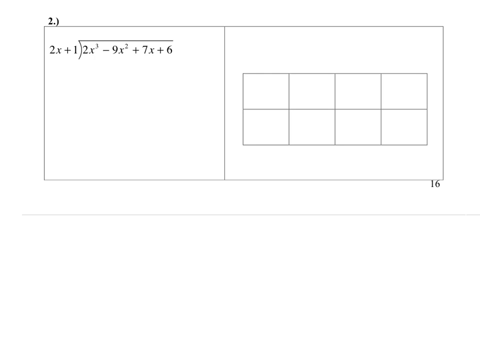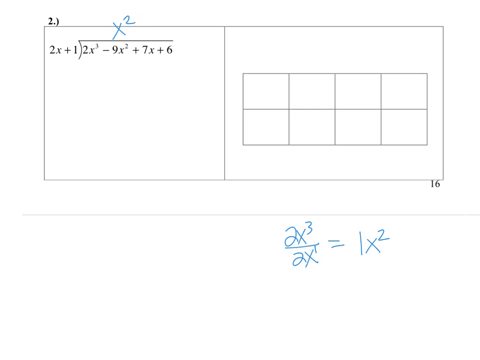Okay, so again, you're going to start by focusing in on your first terms, and you're going to think to yourself, okay, 2x cubed divided by 2x. So what would that give me? Well, 2 divided by 2 is 1, and x cubed divided by x leaves you with x squared. So 1x squared, or just x squared. And again, line up your place value columns. So put the x squareds over the x squareds.